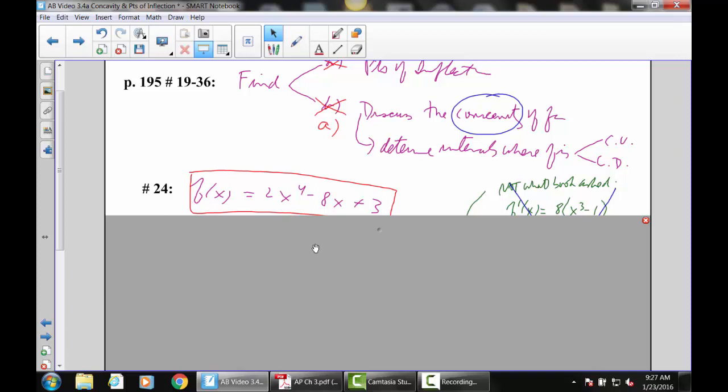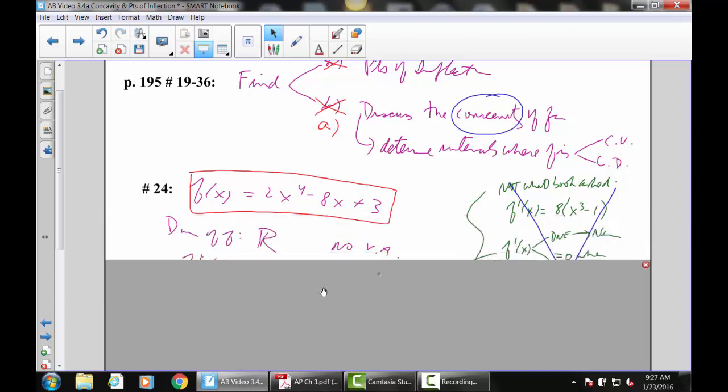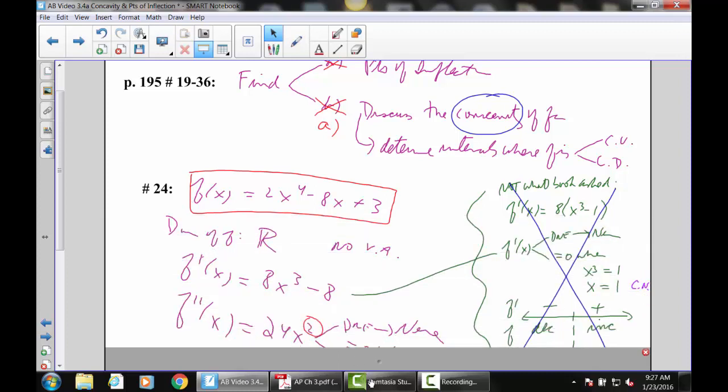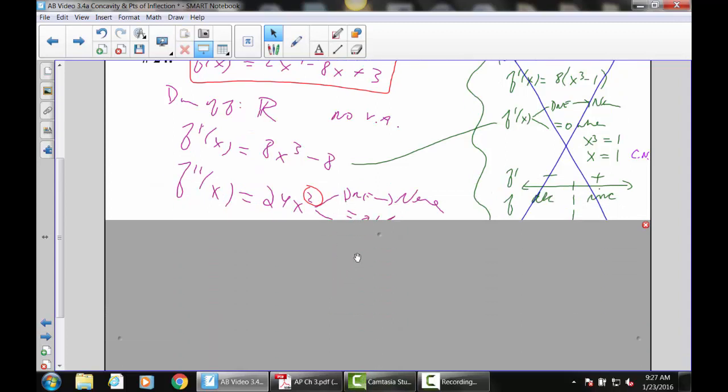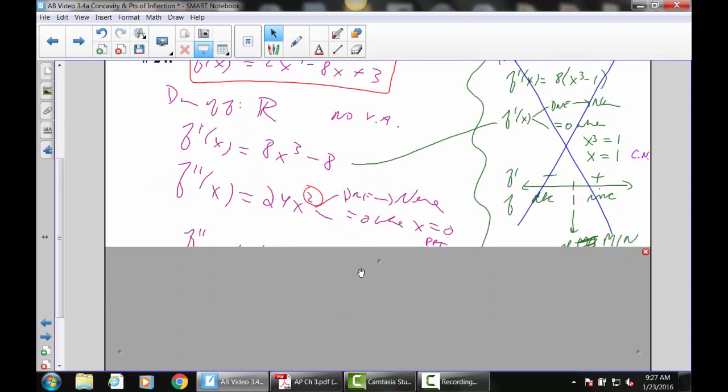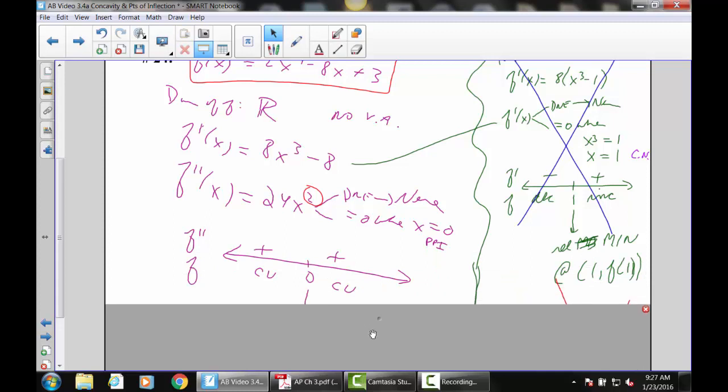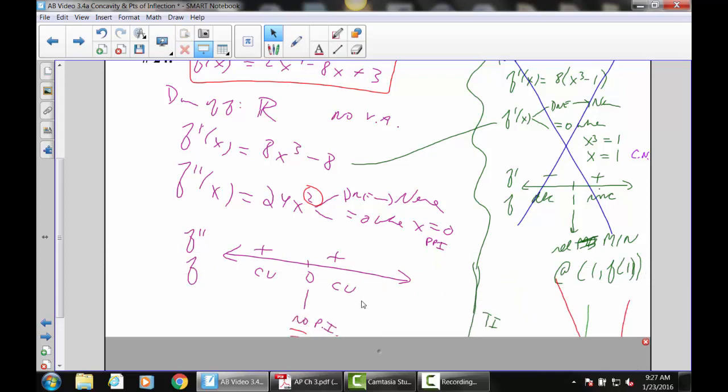Here's number 24. Here's f of x, domain all real numbers, no vertical asymptotes. Here's the first derivative. Here's the second derivative. Notice it never equals 0. It does equal 0 at 0, so we have one possible point of inflection. But the second derivative is 24 times x squared, so it'll always be positive, and you'll notice there is no point of inflection because there's no change in concavity.